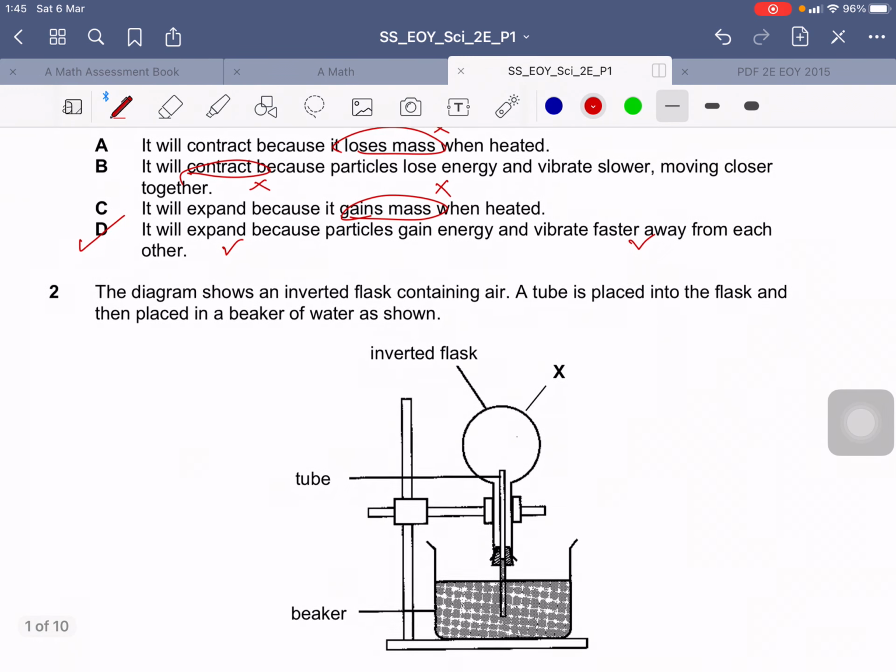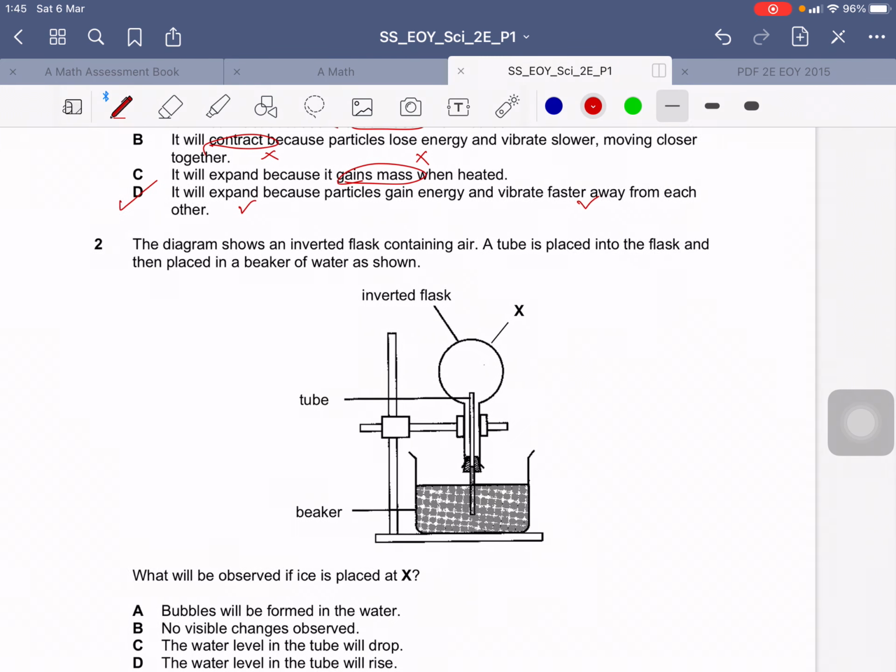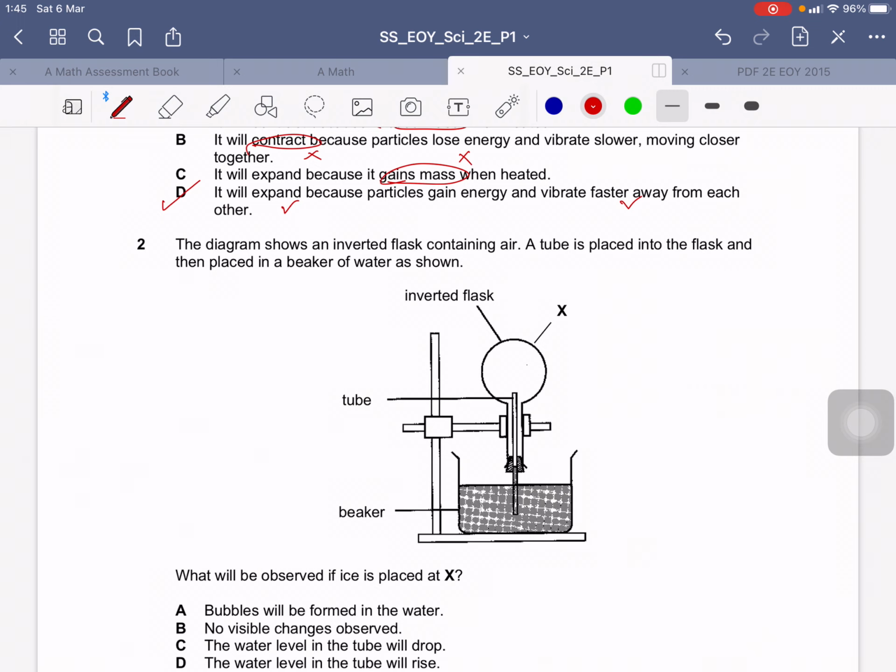Next, question 2. Now the diagram shows an inverted flask containing air, and a tube is placed into the flask and then placed into a beaker of water as shown. Alright, so what will be observed if ice is placed at X. So over here, we know that inside there are air, and it will be contracted, okay, air will contract. Okay, of course the flask itself, the glass will also contract.